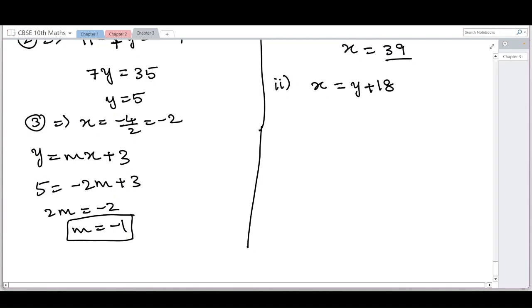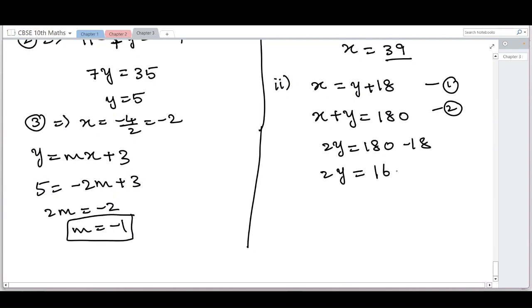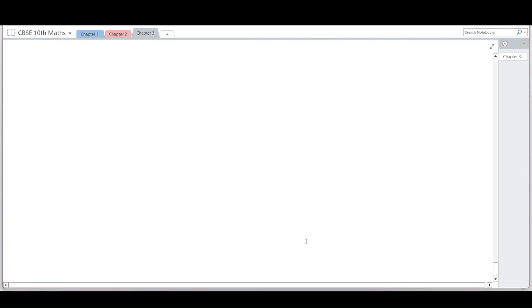Okay. And we need one more equation. Since the two angles are given to be supplementary angles, their sum should be equal to 180 degrees. Clear? So if you substitute the first equation in the second one, you will get y plus 18 plus y, that is 2y plus 18 equal to 180. So 180 minus 18, if you simplify this, you will get 162, and if you simplify this, you will get the value of y to be 81. And if you substitute this in the first equation, you will get x equal to 81 plus 18, which gives you the answer as 99 degrees. Clear? Third one.